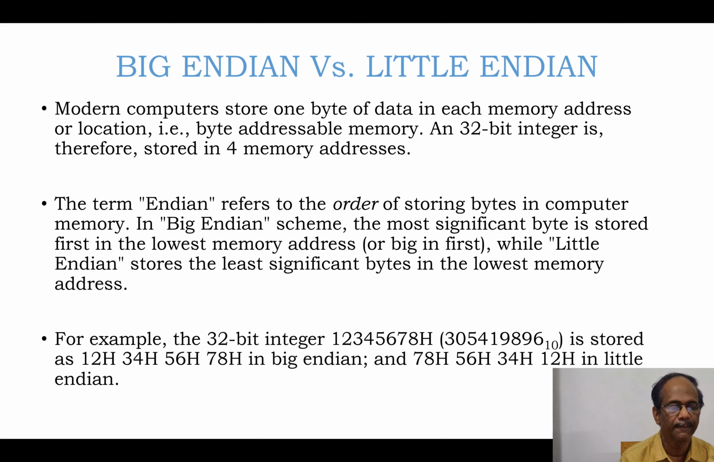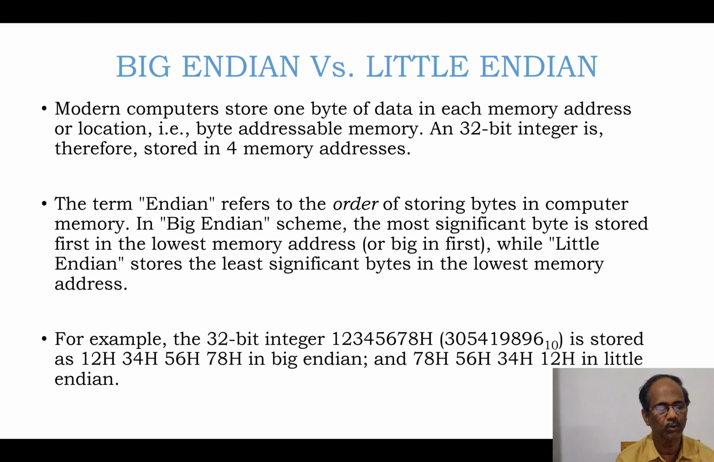So in the case of big endian scheme, the most significant byte will be stored in 2000. That's followed by the next one in 2001, the next one in 2002, and the last or the least significant byte will be in 2003. This is just the reverse with the little endian architecture, where the least significant byte will be stored in 2000, the lowest memory address. This is followed by 2001, 2002, and 2003 has the highest or the most significant byte. So that's the difference between the two endian schemes. So endian refers to the order of storing bytes in a computer memory. This is a very important concept.